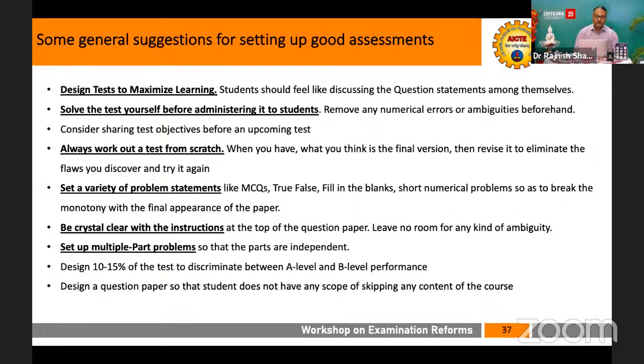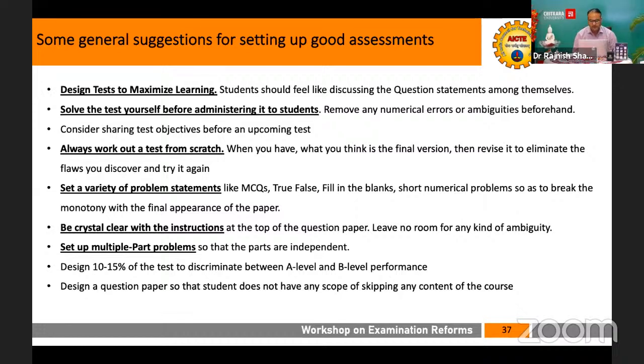Always work out a test from scratch. See, usually many times the approach followed is that once we have set up a question paper, we keep recycling the same question paper year after year, right? With a little bit of modification or paraphrasing, or a little modification of the numerical figures. No, the idea should be that every time we set up a new question paper, starting from scratch. That way our knowledge about the subject will also increase many fold.